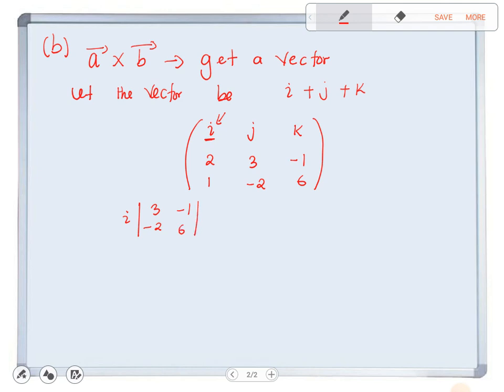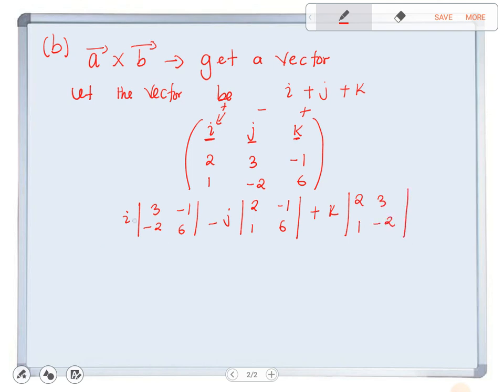Then remember how the signs follow each other: plus, minus, plus. You don't have to forget that. Then we go to minus j. If we go to j, we eliminate the column where j is and the row where j is. We remain with 2, 1, negative 1 and 6. We go to plus k. We eliminate the row where k is, as well as the column. So we remain with 2, 3, 1 and negative 2.